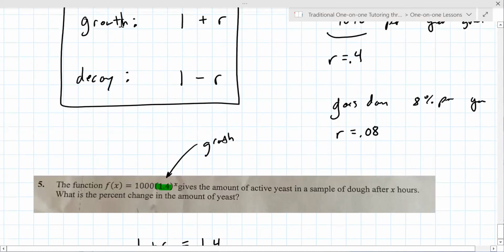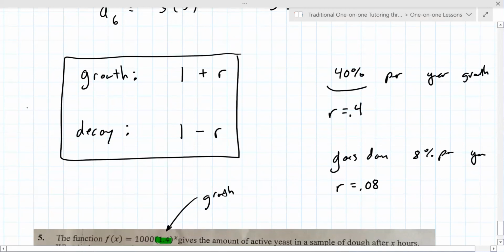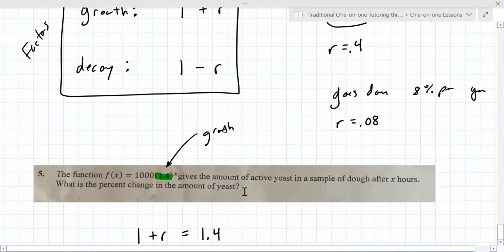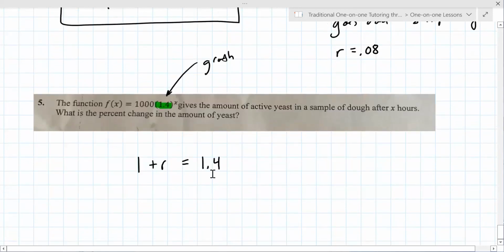These are actually called factors up here. If you don't need to know that quite yet, but since it's growth, it's 1 plus r equals 1.4. If you subtract 1 from both sides, r is 0.4. And this is what they're asking for.